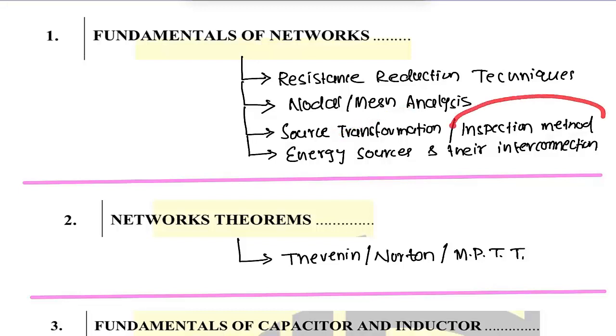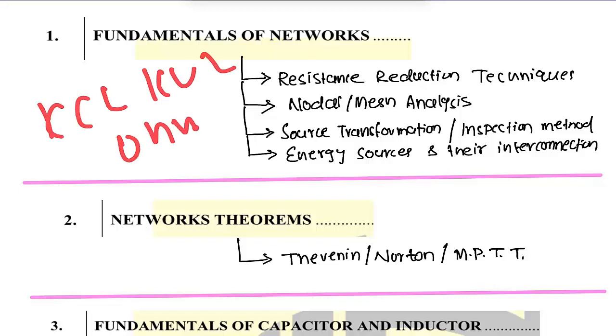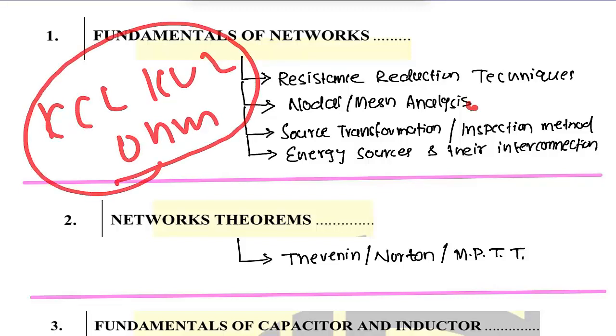And what is the meaning of inspection method? Inspection method means a network will be given where you will be asked to find various voltages and currents. In those cases, just by using KCL, KVL and Ohm's law, you have to solve that network. In fact, nodal and mesh analysis is also a combination of these, but those are a systematic approach to solve a network.